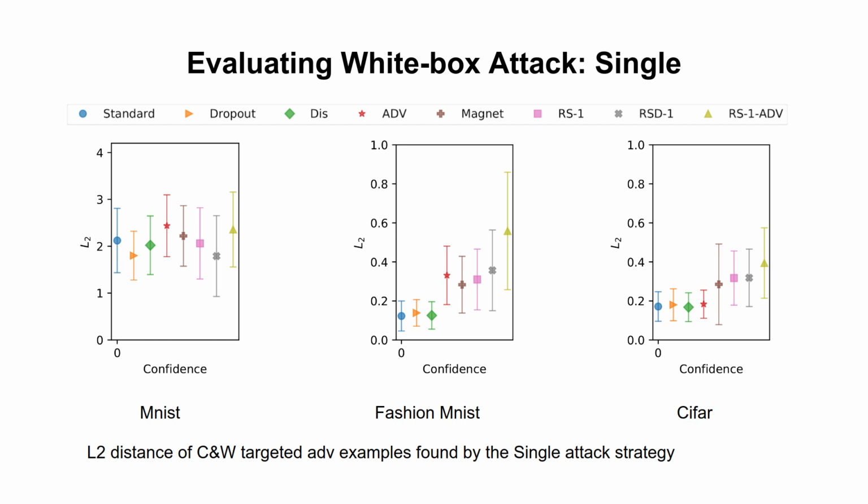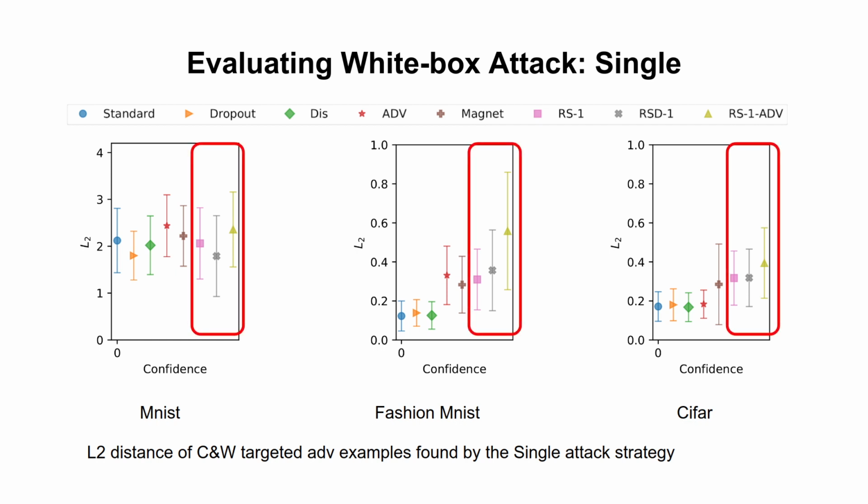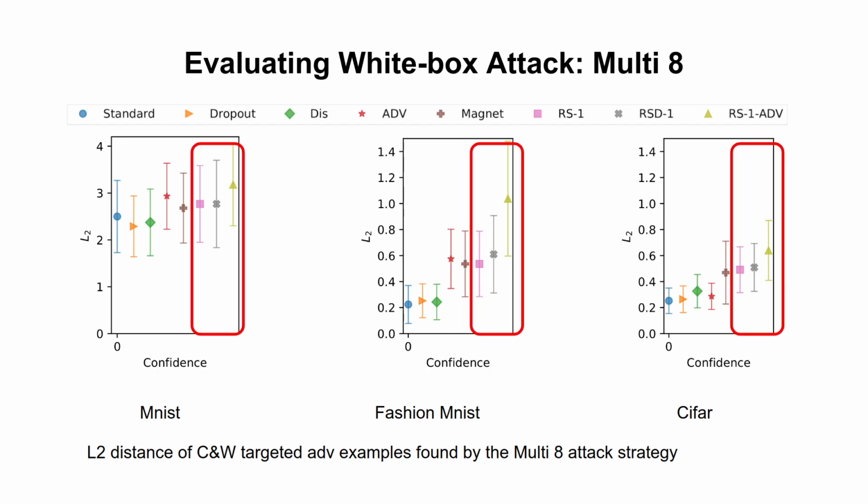In the white box setting, we measure how much L2 noise is necessary to generate an adversary example. We first use the single attack strategy. Here we can clearly see random spiking requires more added L2 noise to generate an adversary example. Such behavior persists if we use the multi-model attack strategy to generate adversary examples in the white box setting.